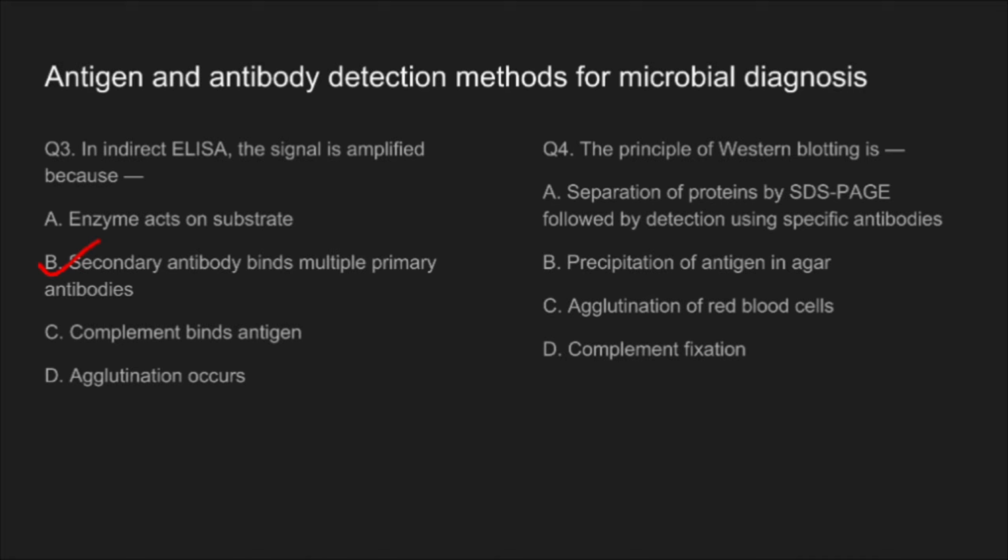Question 4. The principle of Western blotting is A. Separation of protein by SDS-PAGE followed by detection using specific antibodies, B. Precipitation of antigen in agar, C. Agglutination of red blood cell, D. Complement fixation. So the correct answer for this question is option A. Separation of protein by SDS-PAGE followed by detection using specific antibodies.